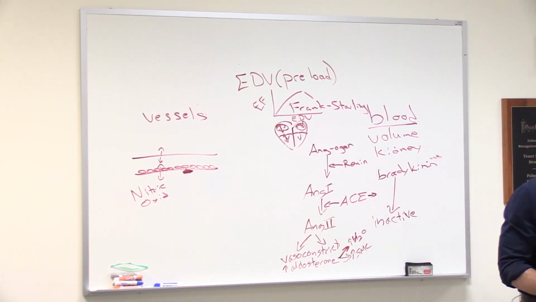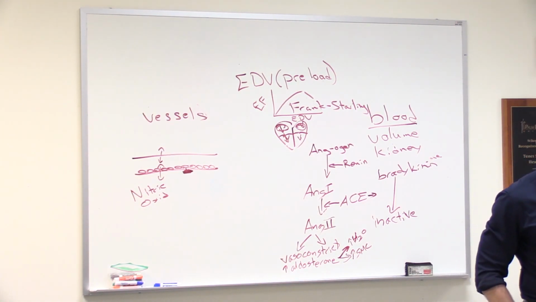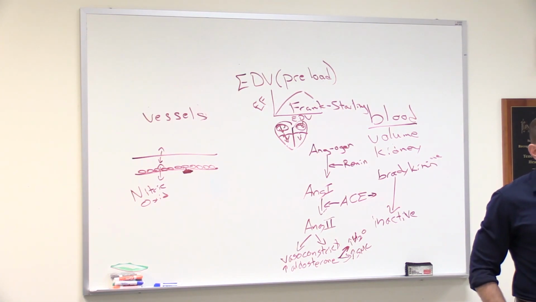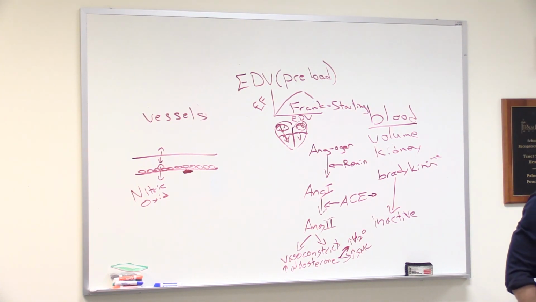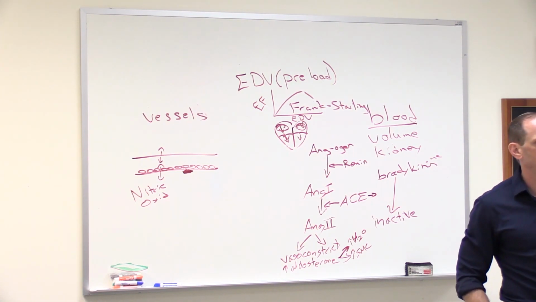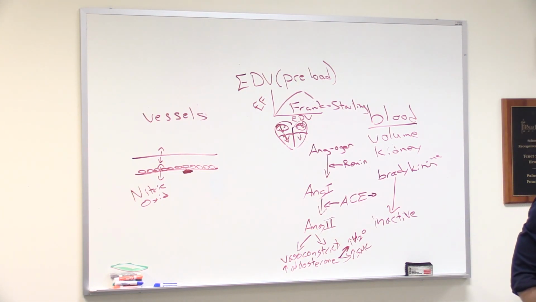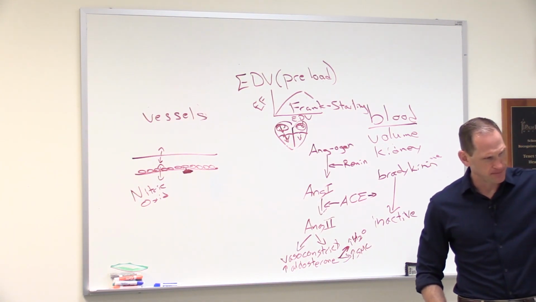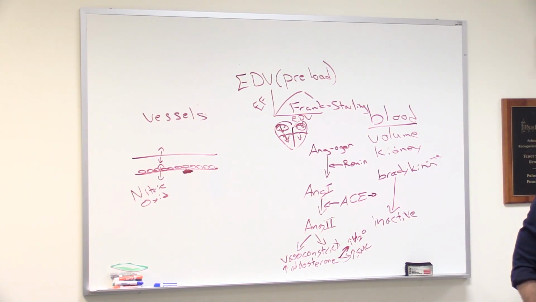So what does the Frank-Starling law of the heart say? As you increase EDV, it will increase contractility to a certain point. As you increase end diastolic volume, you're going to increase contractility up to a point. So the Frank-Starling law of the heart is one mechanism for increasing contractility.